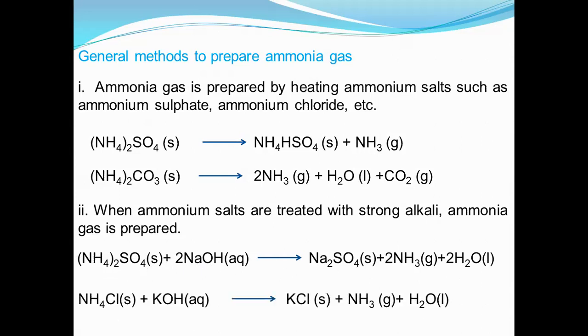In the same way, NH4Cl plus KOH. Again, NH4 will combine with OH. NH4 has valency 1, OH has valency 1. So it will give you NH4OH, and that NH4OH will break up into NH3 and water, leaving K and Cl. So K and Cl will combine, and that will result in KCl, potassium chloride.